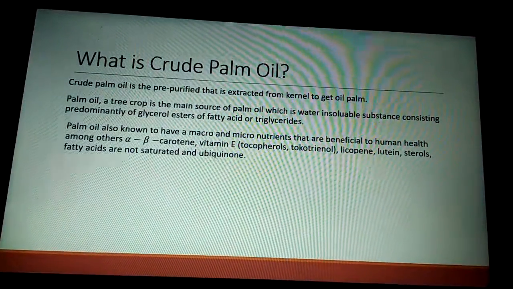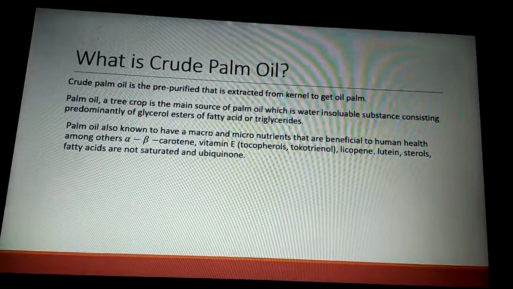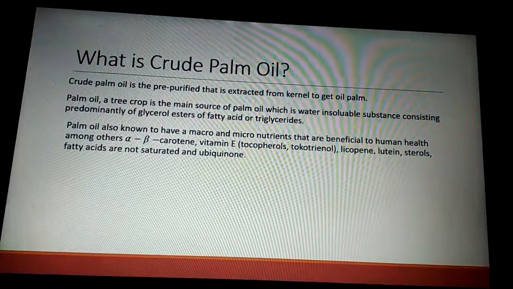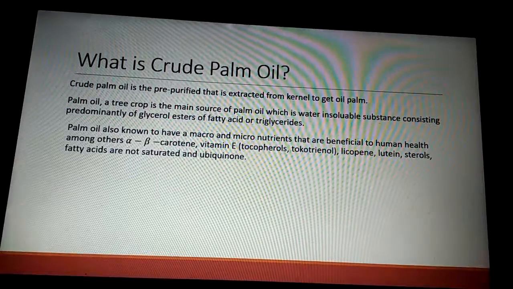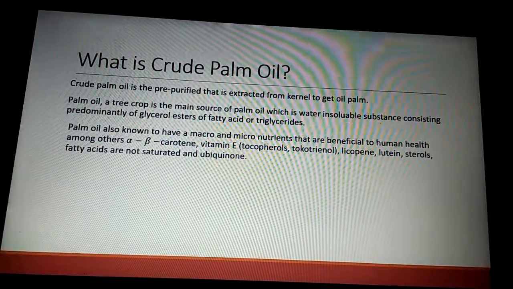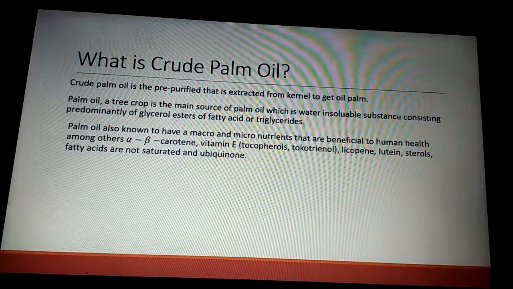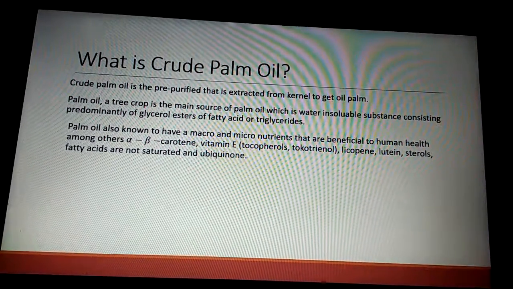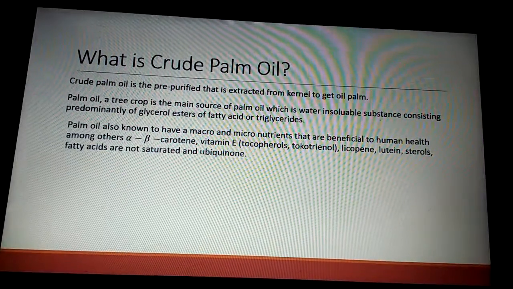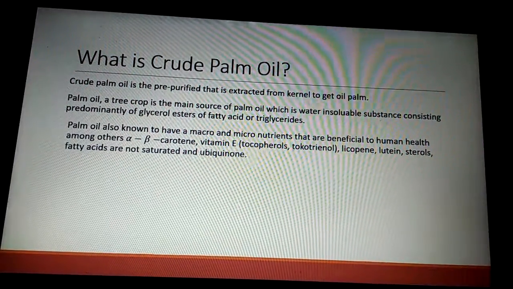What is crude palm oil? Crude palm oil is the pre-purified oil that is extracted from the kernel of the oil palm. Palm oil, a tree crop, is the main source of palm oil, which is a water-insoluble substance consisting predominantly of glycerol esters of fatty acids, or triglycerides.